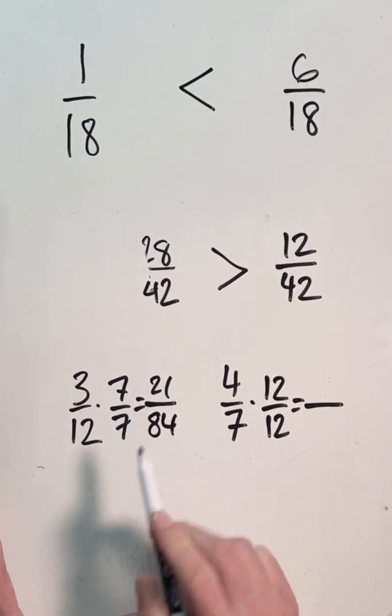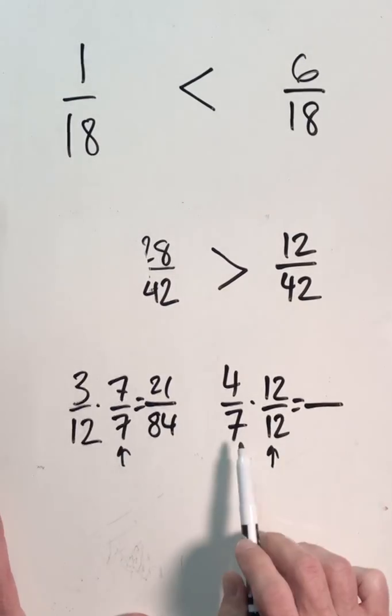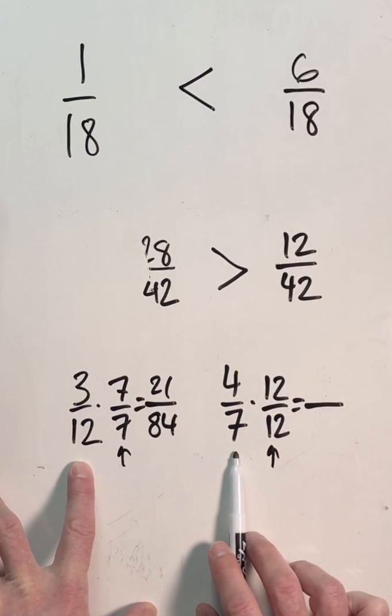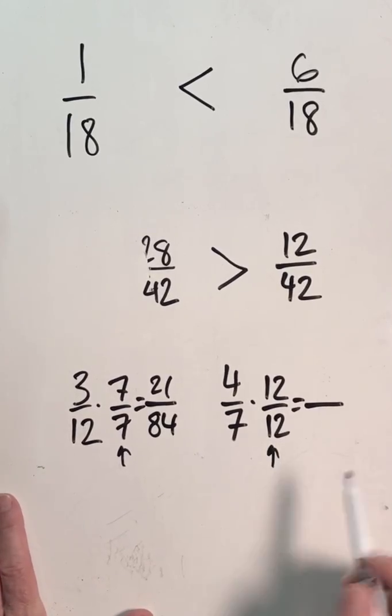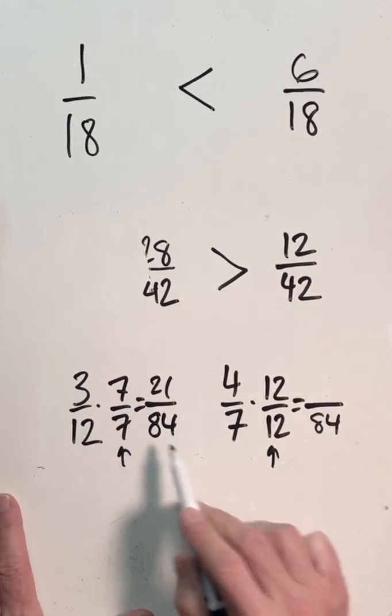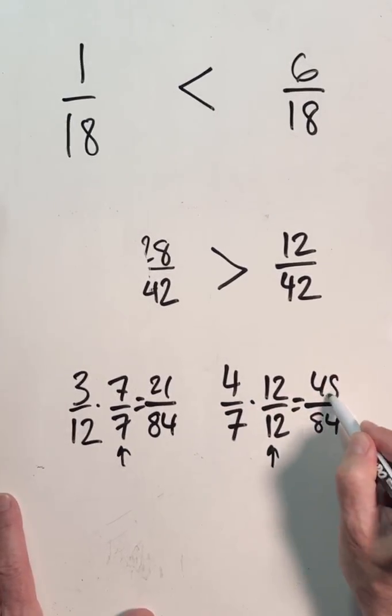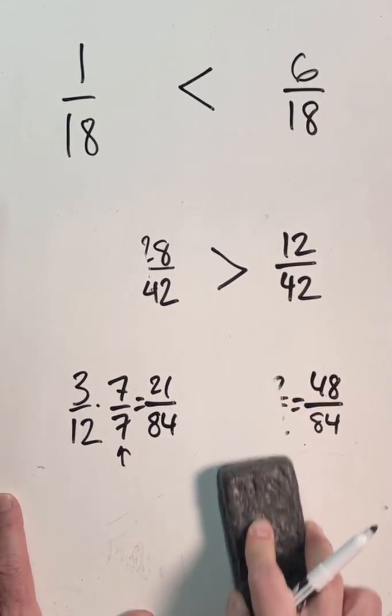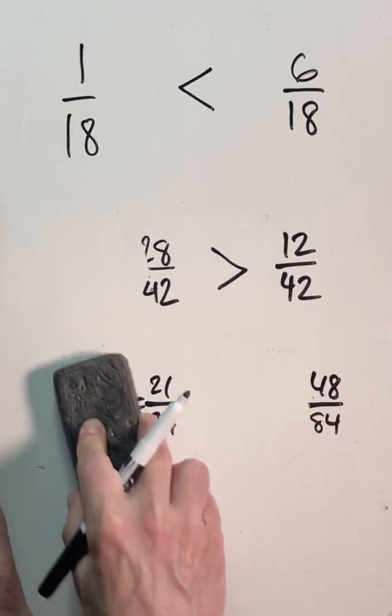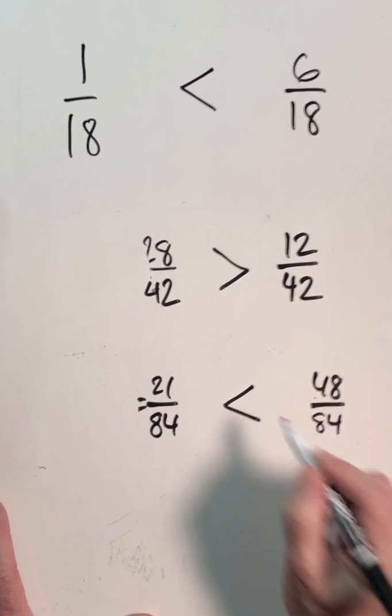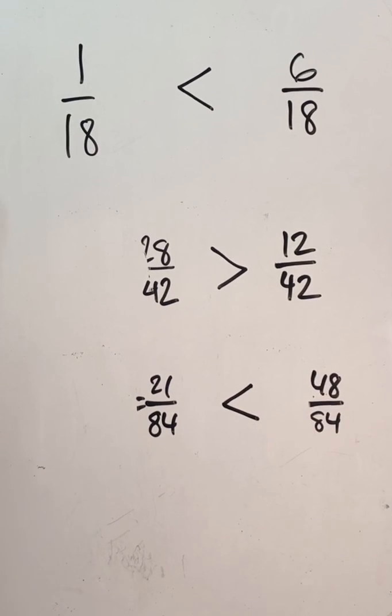Again, both of these fractions are equal to 1, so the value of these fractions doesn't change. 7 times 12, like we just said, is 84. 4 times 12 is 48. So I'm really comparing 48 over 84 and 21 over 84, and I know that 48 over 84 is the larger fraction.